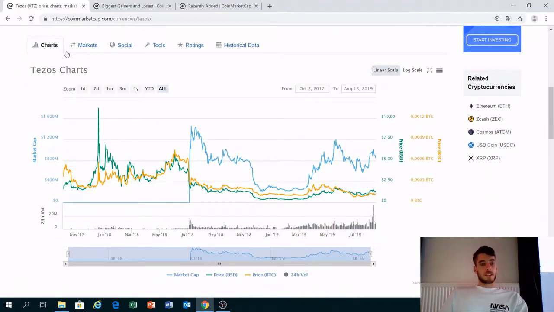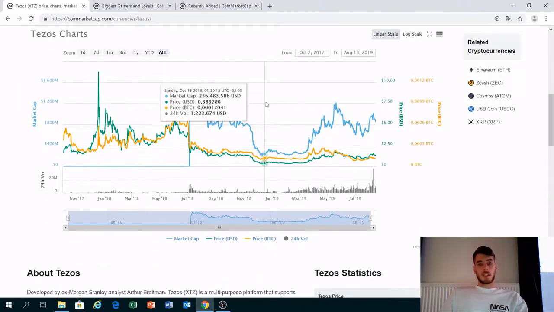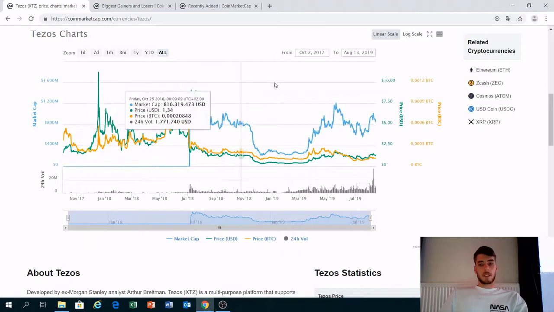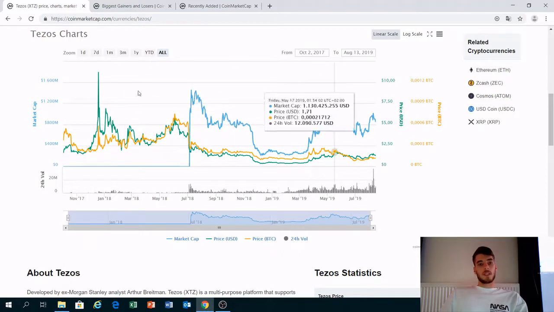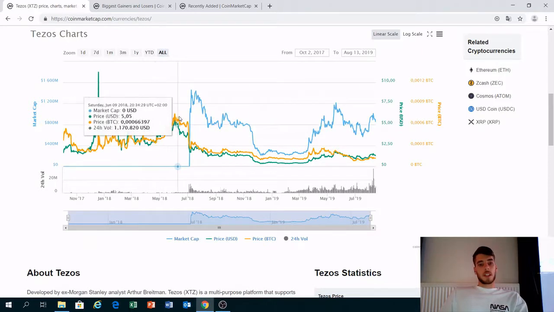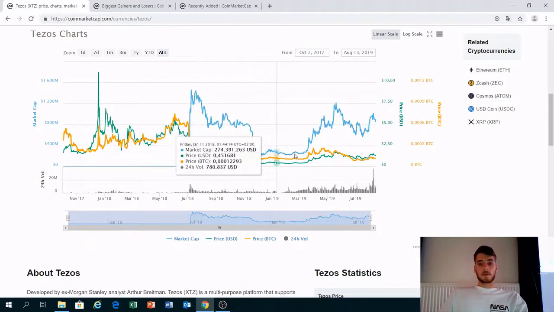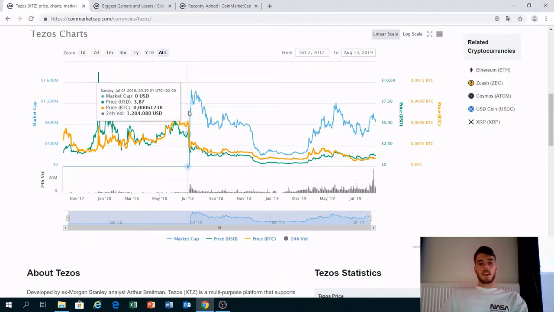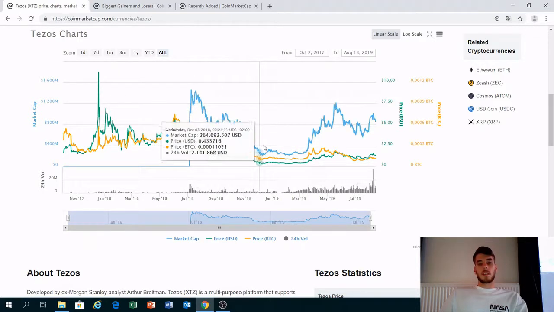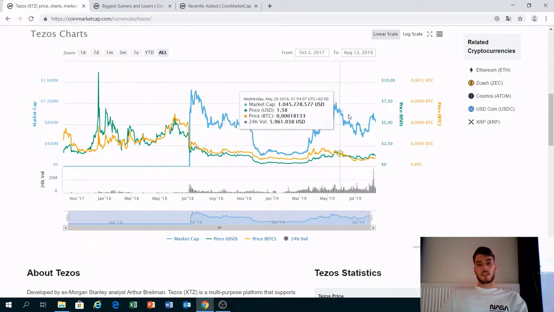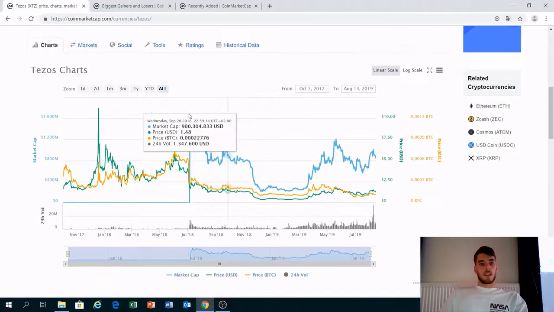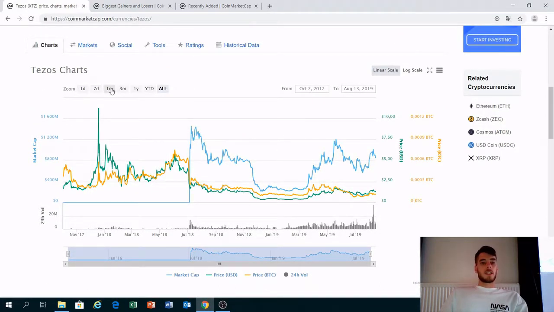Okay, so if you go below, we can see here a nice little graph. The price in US dollars is the green line, and the price in Bitcoin is the orange line. And the blue line is the market cap of the coin. We can obviously zoom in on 1 day, 7 days, 1 month, 3 months, whatever you like.